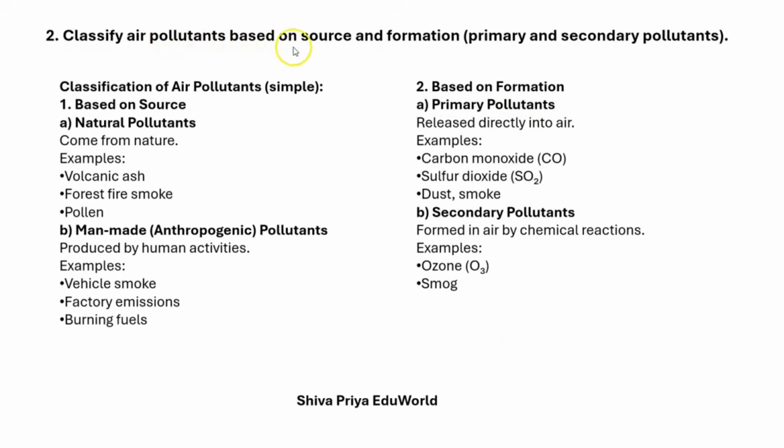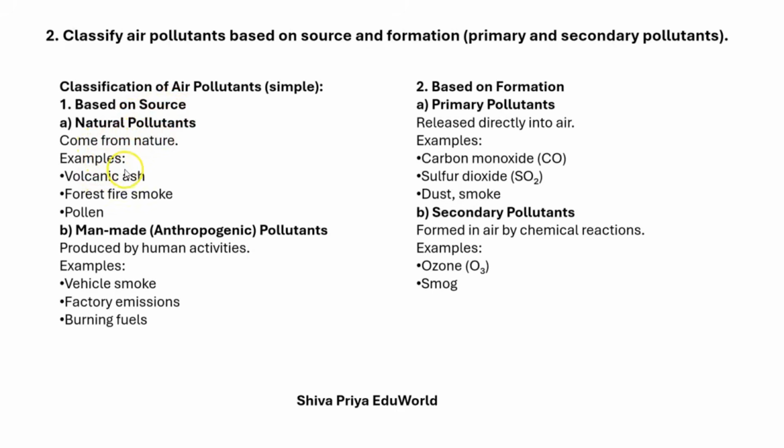Classify air pollutants based on source and formation. Here, based on the source and the formation of those pollutants, we have to classify them. Based on source, we have natural and man-made. Natural means that which comes from nature. Man-made means that is artificial. And based on formation also, we have primary and secondary pollutants.